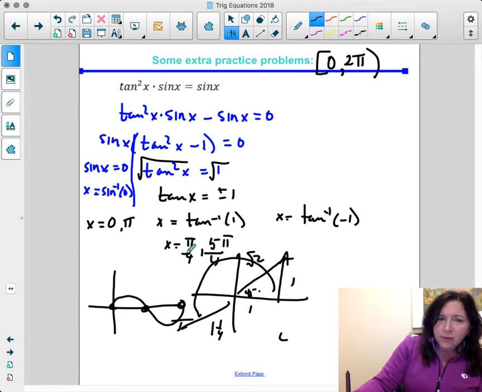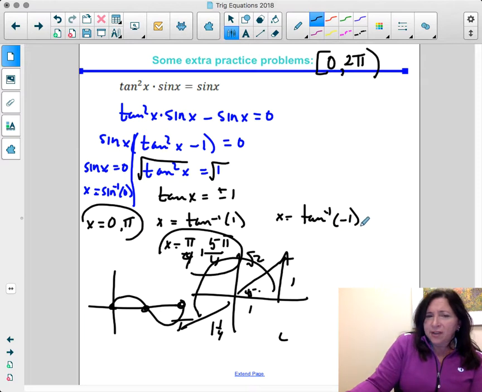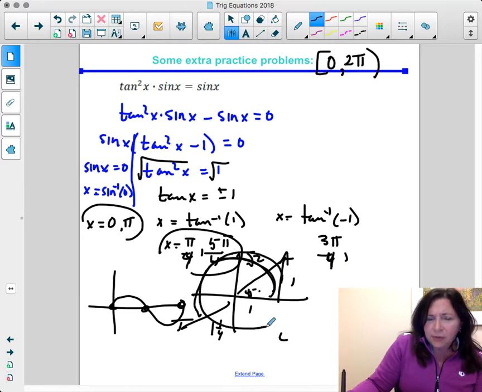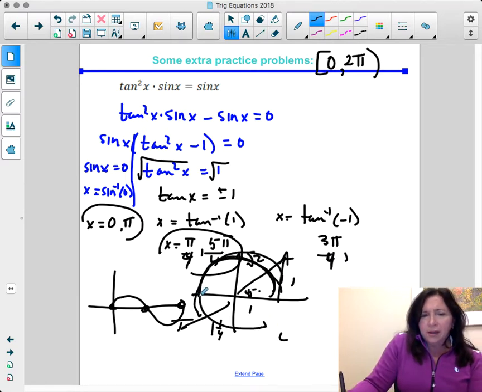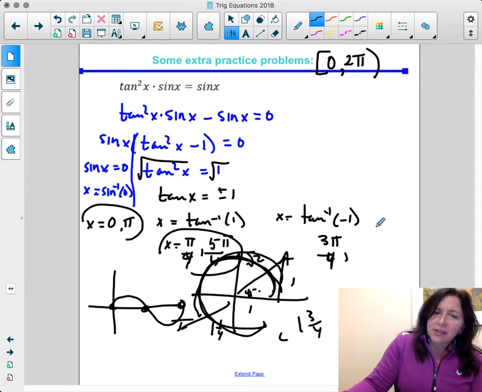Okay, so far I have 2 answers here. I have 2 answers here. And now I've got to find tangent. Where's tangent negative 1? Well, it's negative 1 in the second quadrant. And in the second quadrant, that would be 3 pi over 4. And it's also negative 1 in the fourth quadrant, which is 1 3/4, which is 7 pi over 4.